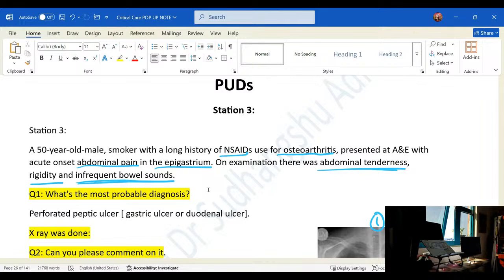Hypersplenism, DIC, and low platelet production due to toxic effect on the bone marrow.